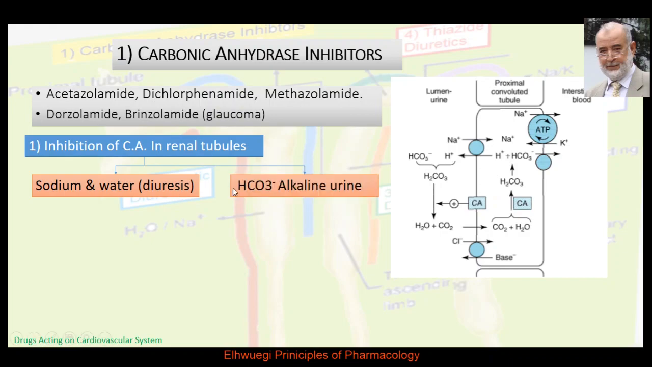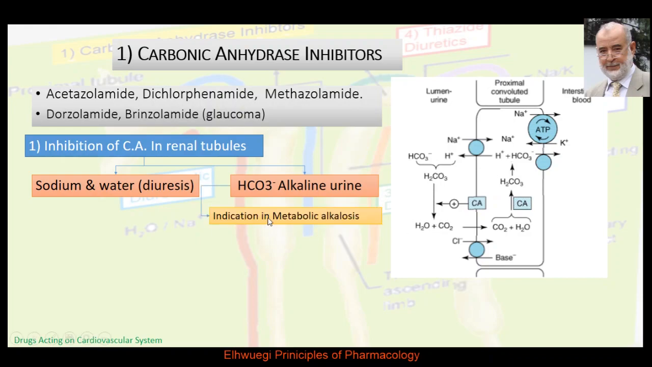Okay. Next, they will inhibit bicarbonate reabsorption. That means bicarbonate, as we know, is alkaline. So in this case, they will make the urine alkaline. That means the pH of the urine will be high. This has certain clinical applications.